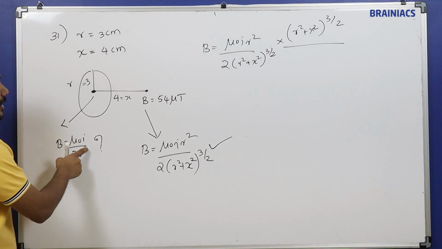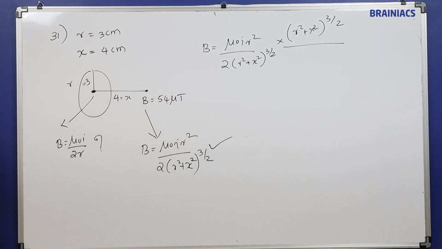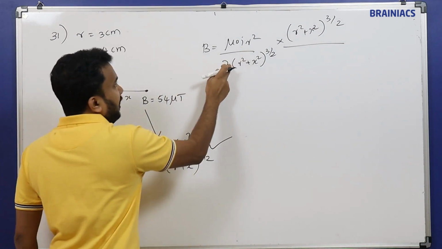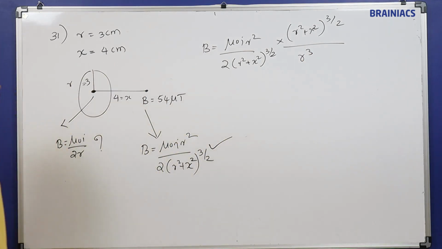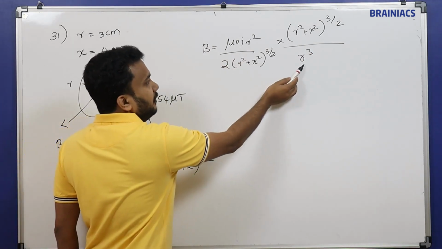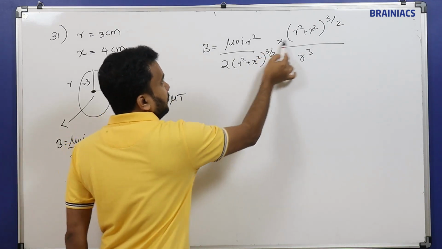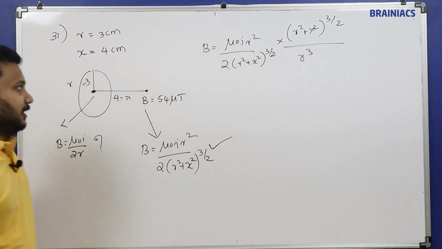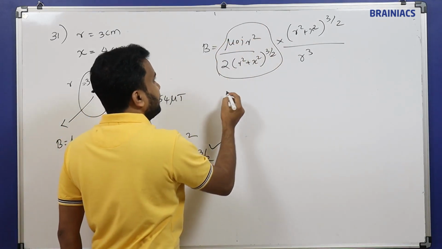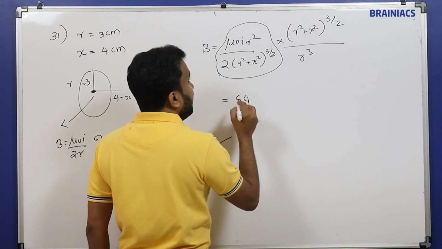Then what do I have to divide by extra? Here r square will be there, but I need r in the denominator. The denominator (r square plus x square) whole power 3 by 2 gets cancelled, but in the numerator I need one factor of r, so I have to divide with r cube. Now mu 0 I r square and r cube get cancelled, 2r will come in the denominator, and the outside factor also gets cancelled. But this value is given in the question. What is this value? It is equal to 54 microtesla.